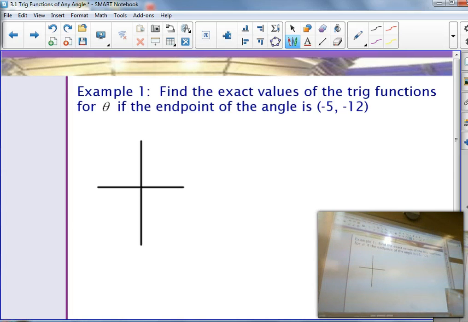Okay. So we want to find the exact values of the trig functions for theta if the endpoint of the angle is (-5, -12). So where's (-5, -12)? Coordinate 3. No, because they're both negative. It's the third one. Yeah.